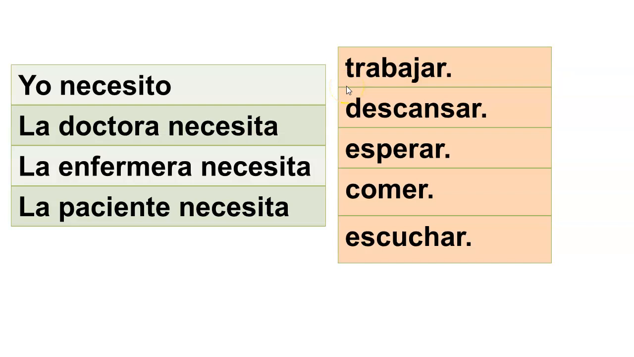Now, Spanish speakers usually do not use the subject pronoun if the subject is understood by the ending of the verb. O only goes with yo, so most Spanish speakers will not use the yo when they speak. They'll simply say necesito. So, necesito trabajar, I need to work. I need to rest, necesito descansar. I need to wait, necesito esperar. I need to eat, necesito comer. And I need to listen, necesito escuchar. So it's really that simple, putting it all together.